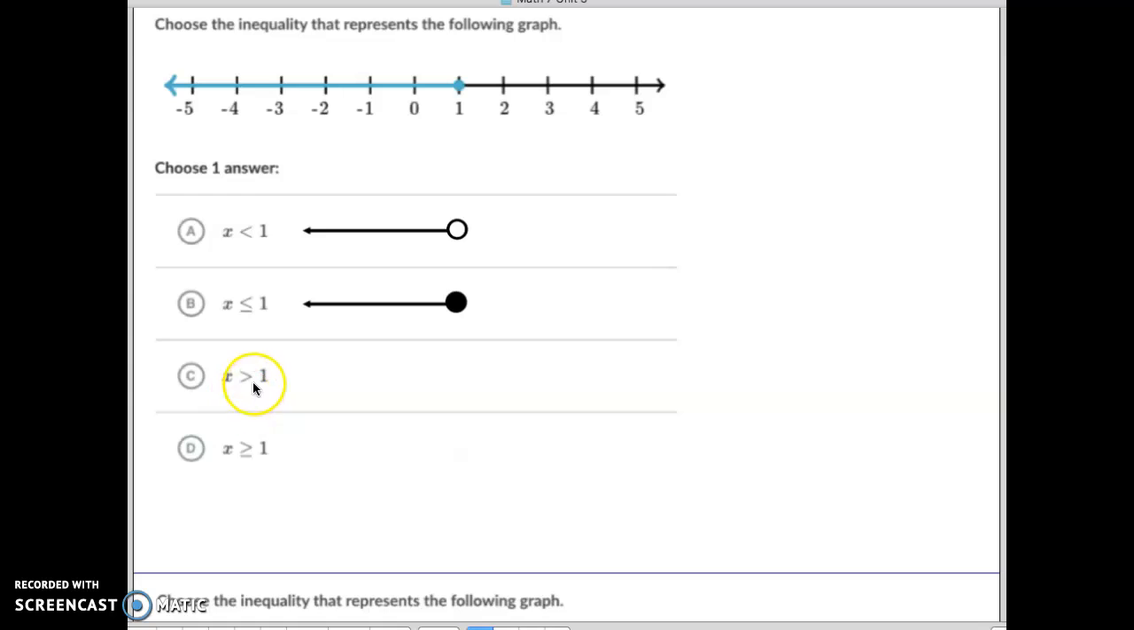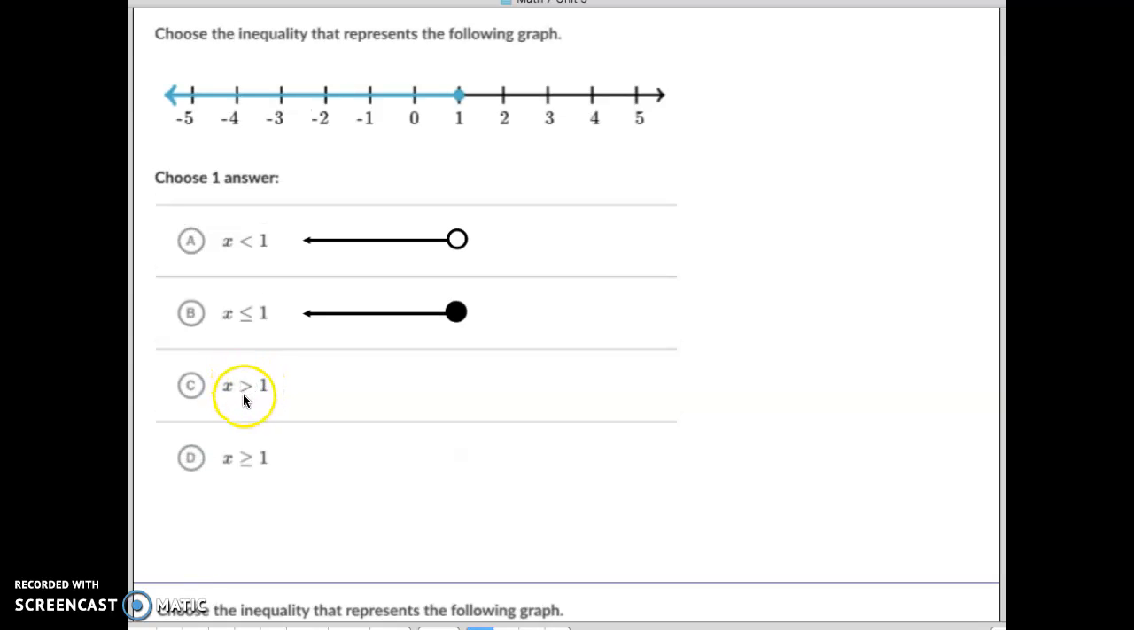Now, let's look at these two. On this one, there is no equal sign, so again, that's an open dot. This one does have an equal sign, so that's a closed dot. These two are both greater. So this means greater than. When it's this direction, it's greater than. When it's this direction, it's less than.